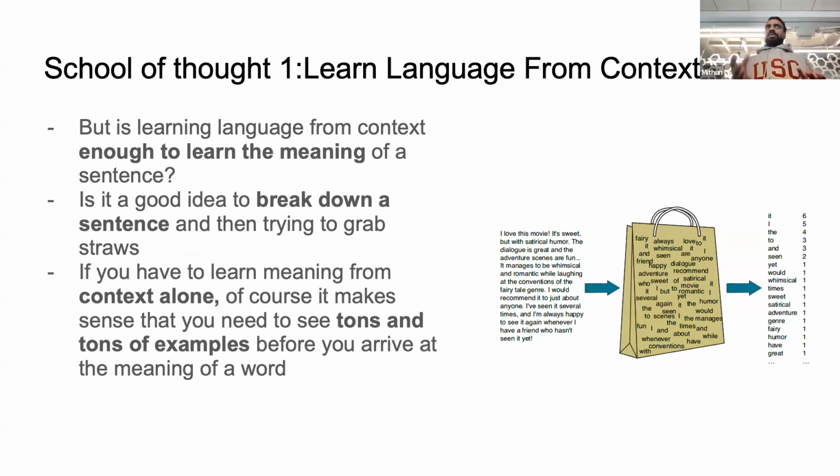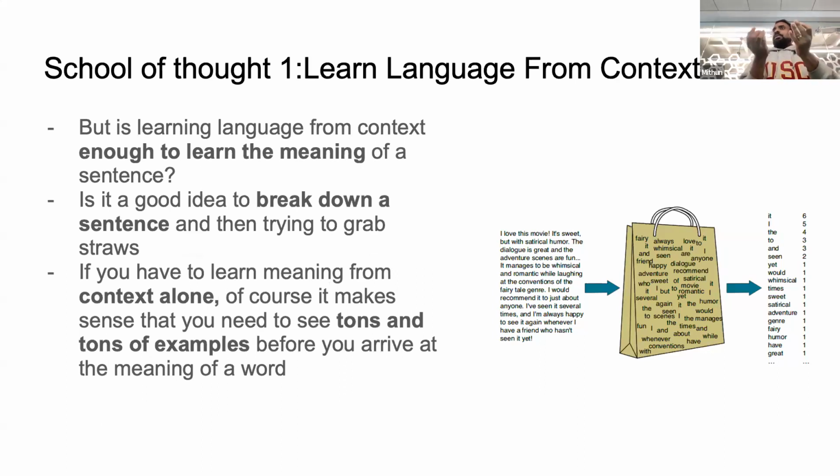So these are the questions I am asking, and these are the questions people have been asking in my school of thought. The point is, if you have to learn meaning from context alone, of course it makes sense that you need to see tons and tons of examples before you arrive at the meaning of a word, because you're not learning it from the definition in a dictionary.